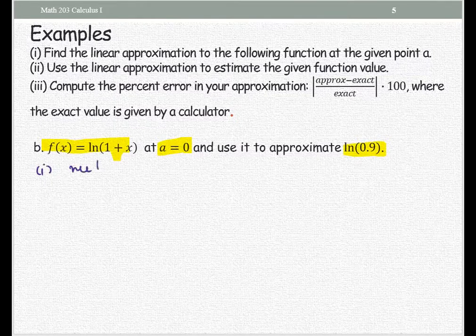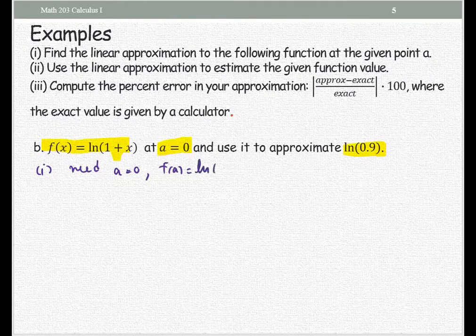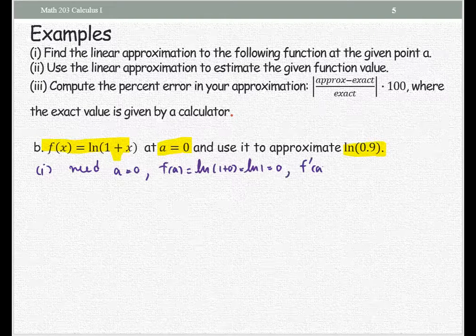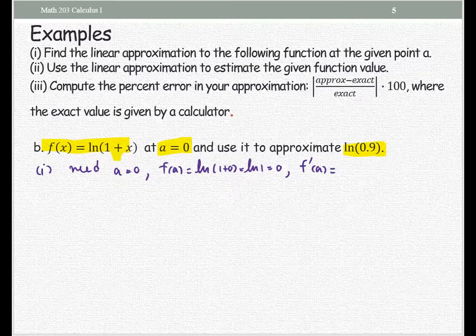So we're going to need the a, which is 0, and the function at a, which is the function at 0, or the natural log of 1 plus 0, or natural log 1. That's nice. Natural log 1 is 0, right? That's cool. And then f prime at a, which is the slope. F prime of the natural log of 1 plus x.